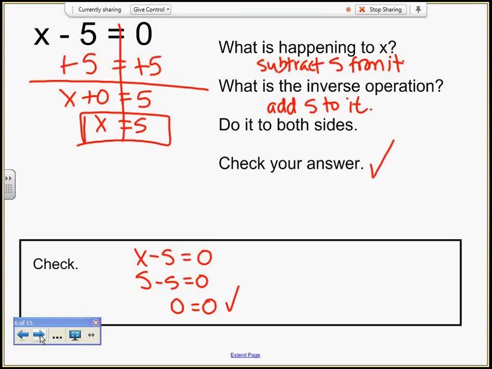That is the solution to this equation. 5 is the one value that I can stick in that equation that'll make it true. Any other number doesn't work.